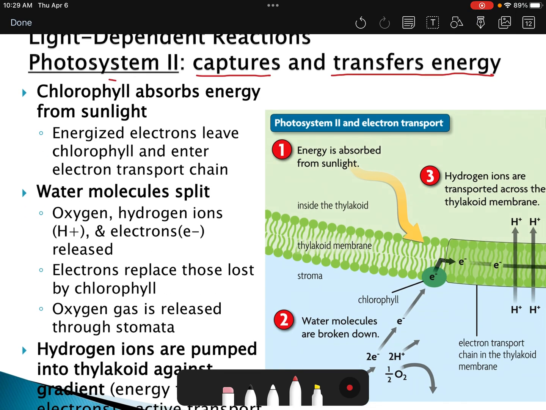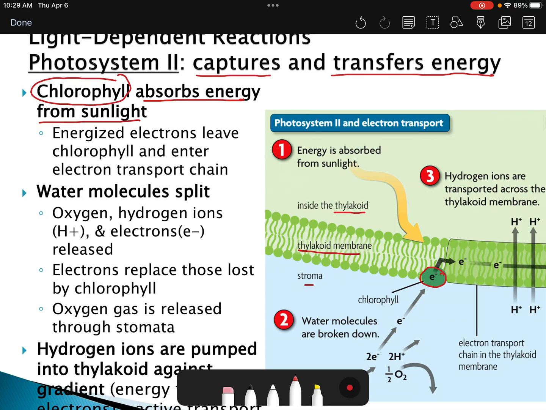The first thing that happens here is that chlorophyll absorbs energy from the sunlight. Remember, the light-dependent reactions occur in the thylakoid. So here's the thylakoid membrane. There are chlorophyll molecules embedded in the thylakoid membrane. And remember, surrounding the thylakoid is that liquid stuff called the stroma. So here we have our chlorophyll molecule. Chlorophyll's main job is to absorb sunlight, absorb that energy from the sunlight.